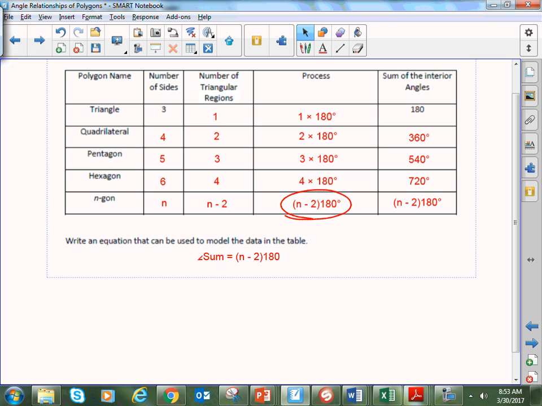So write an equation that can be used to model the data in the table. Here, I'm just saying the sum of the angles, or angle sum, is equal to n minus 2 times 180. There's nothing exactly specific that says it's going to be y or s, so that's why I'm saying angle sum. I'm just trying to be clear, but the way I do it and the way another textbook or another teacher does it may not be the same.